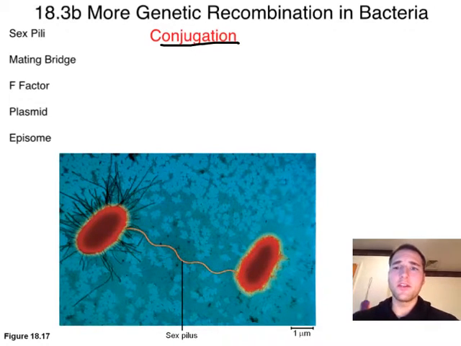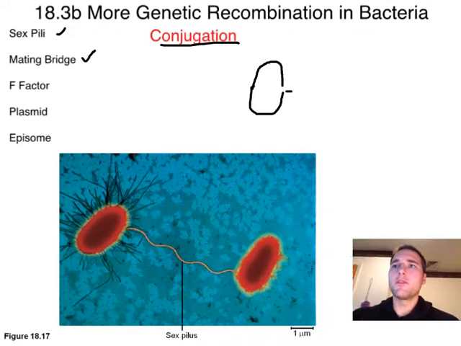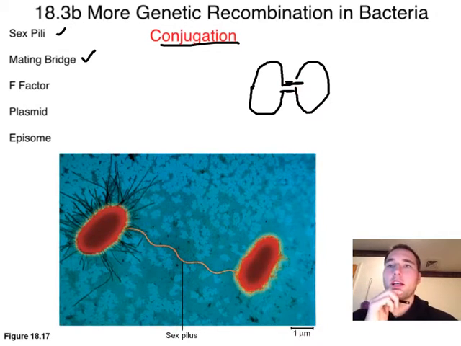Once they're together, they develop something called a mating bridge. If I were to draw two bacteria that have made a mating bridge, it's basically a connection between their cytoplasms, so that genetic material can go from one to the other. So that's a mating bridge. We'll see a diagram of this on the next slide.